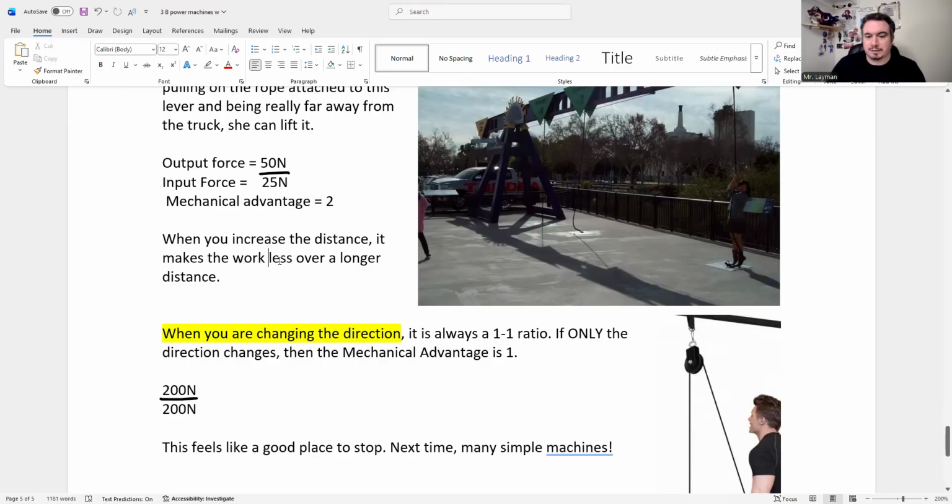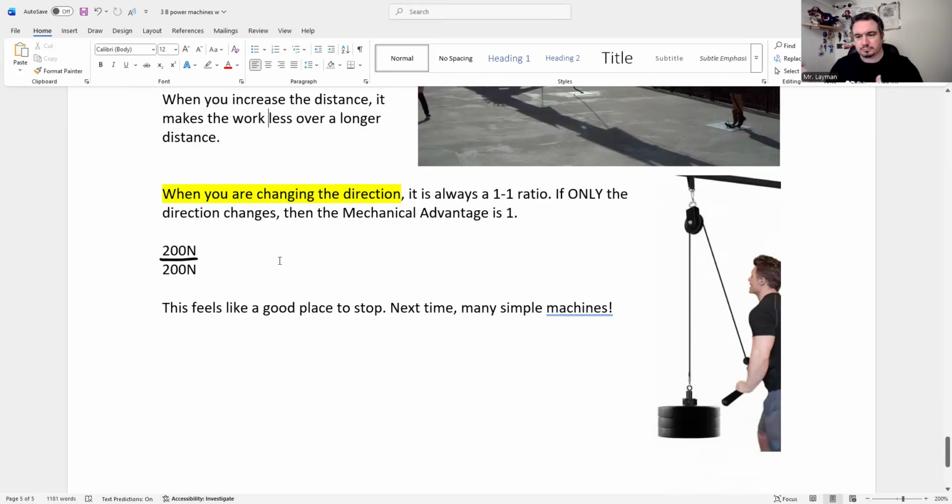Fine. When you're changing direction, it's always a 1-to-1 ratio. If only the direction changes, then the mechanical advantage is 1. Here we see somebody lifting weights. 200 newtons down, 200 newtons up. Simple. That's 1 pulley. If we gave this guy 2 pulleys, his mechanical advantage would be 2 because you're pulling down, and you'd have to pull more rope. The distance would increase, but you would be pulling with twice the force.